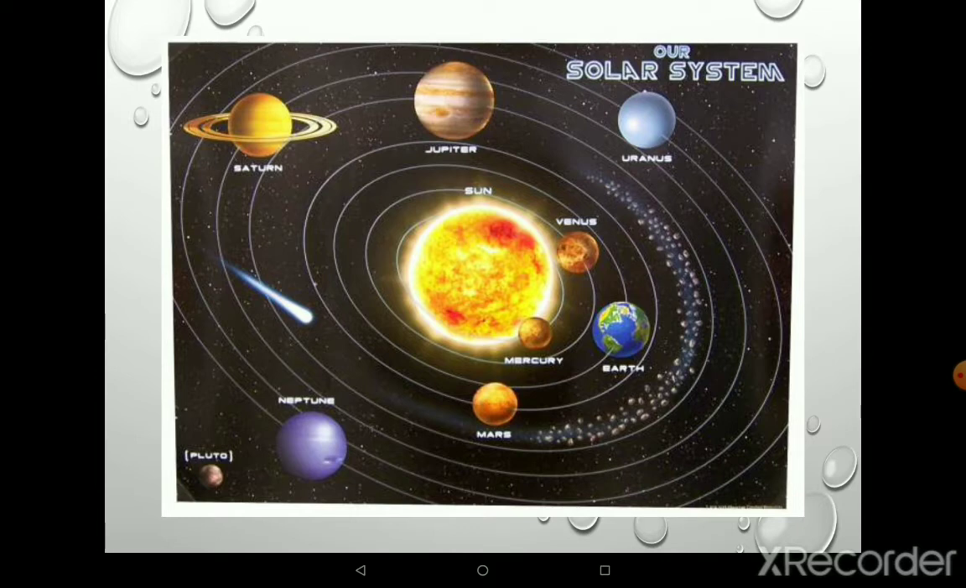Now each planet takes a certain amount of time to complete the revolution around the sun. You know what revolution is? Revolution means the time period they take to revolve around the sun, and this is called its year. Meaning how many years Earth or Mercury takes to revolve around the sun.